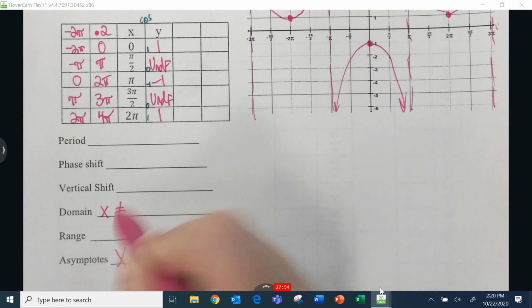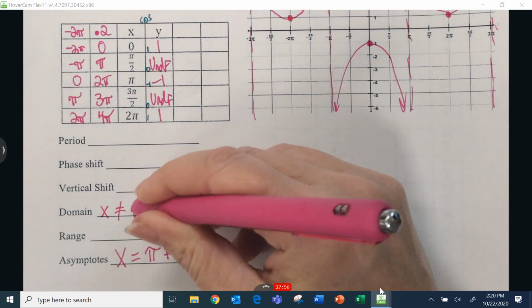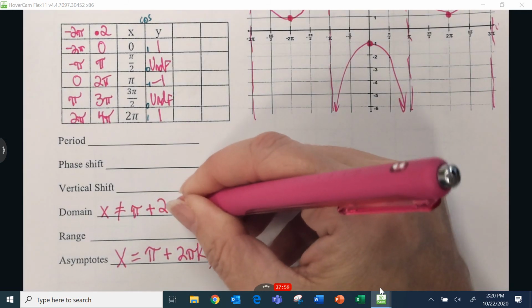X does not equal. I called on you because you were asking about that just a second ago.